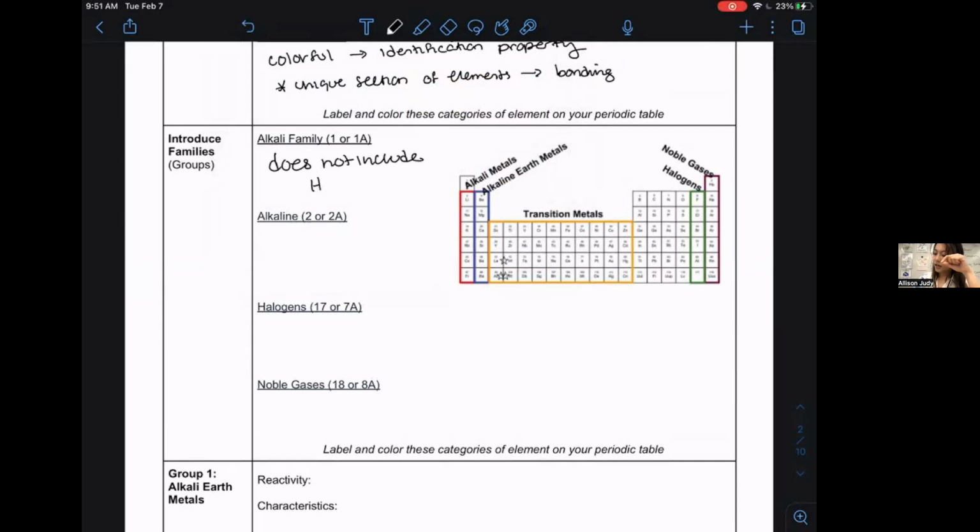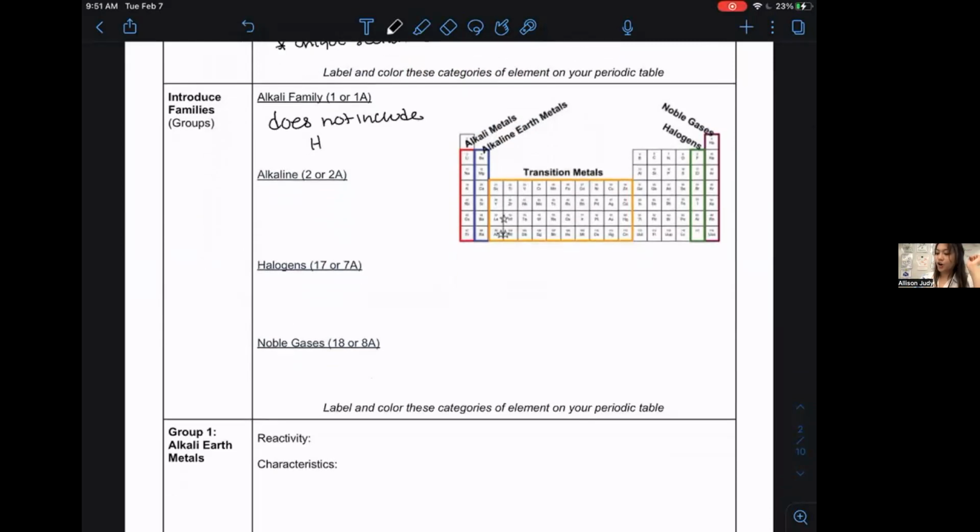Alkaline earth metals are right afterwards, column 2, 2A. They're very similar to alkali, but differ in reactivity, basically in the way that they bond.